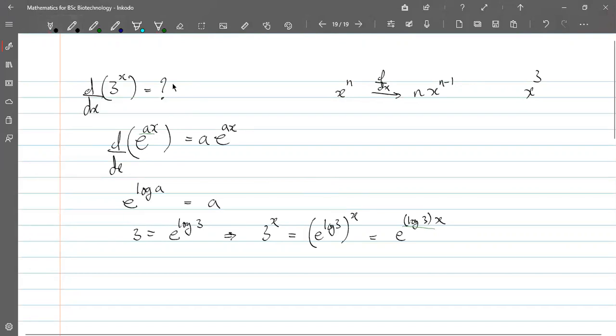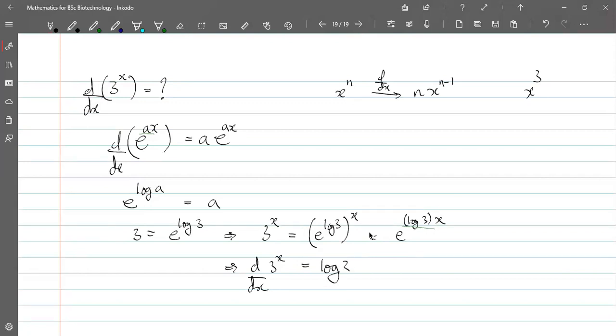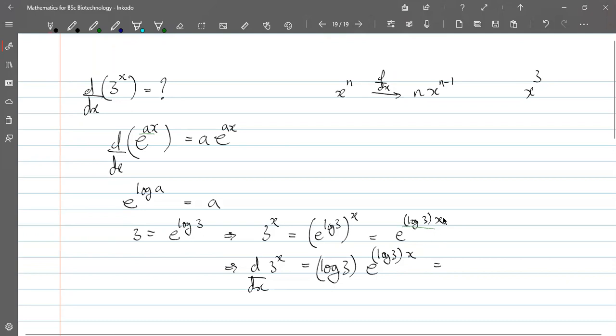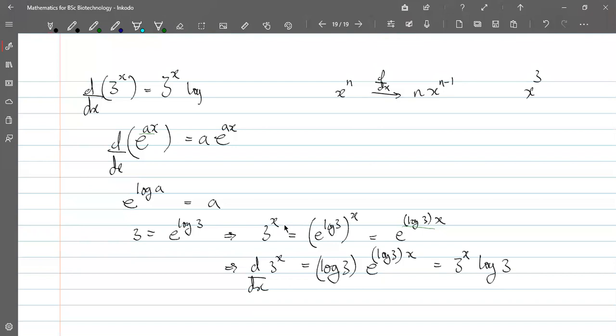So if you differentiate this, what will you get? You're differentiating e to the log 3 times x. So e to the ax differentiation is a e to the power ax. So here a is log 3. So you should get log 3 e to the power of ax, that is again log 3 x. Now to write this in a nicer form, already we know e to the power of log 3 times x is 3 to the power x. So the final answer is 3 to the x log 3. Okay, so that is the answer here.